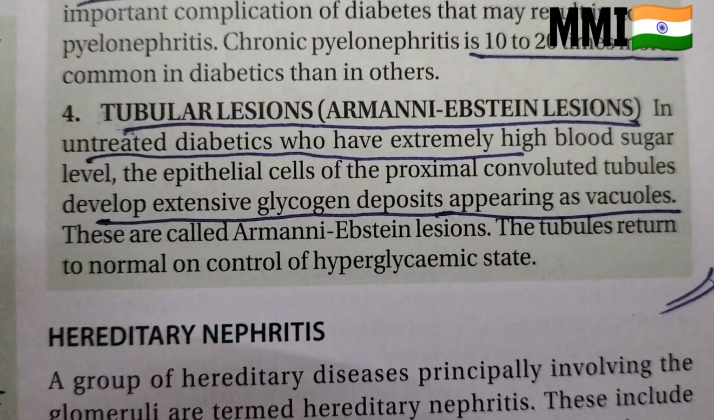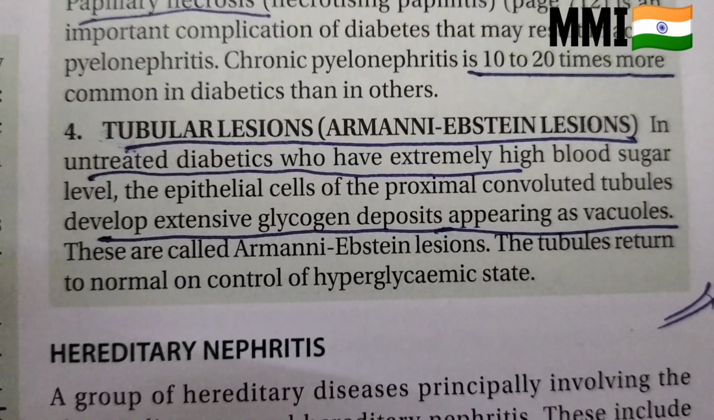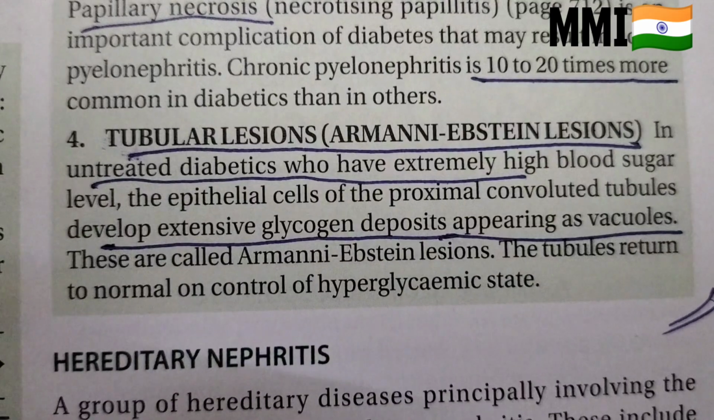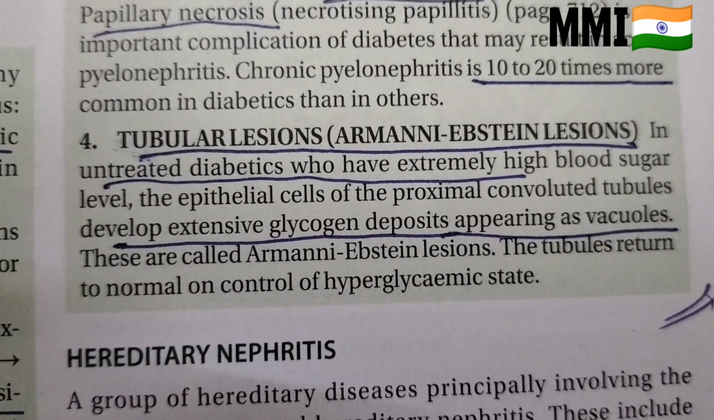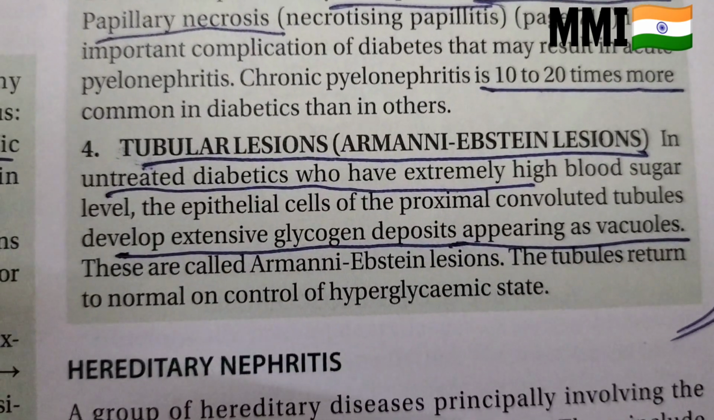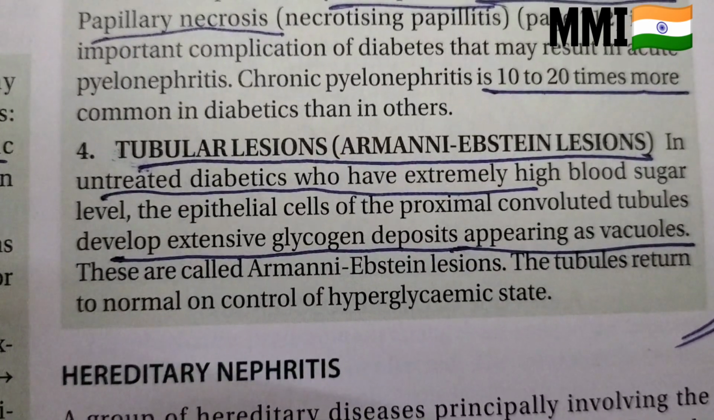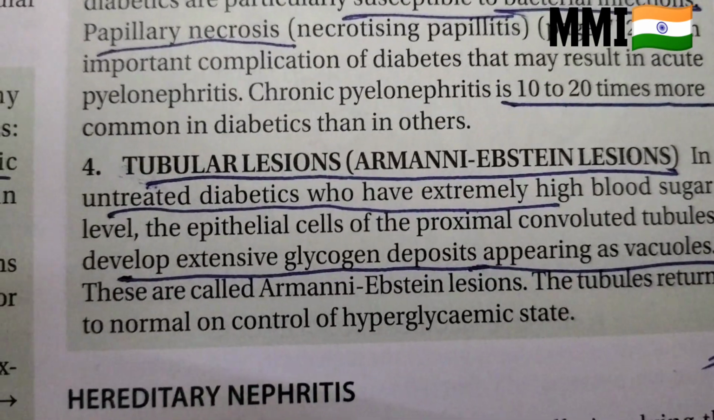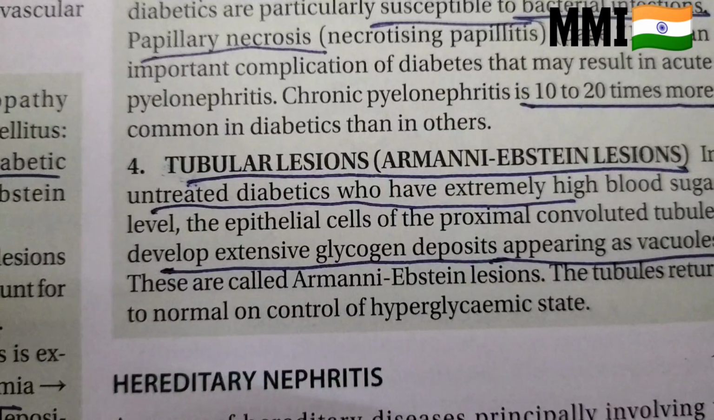Next are tubular lesions or Armanni-Ebstein lesions. In untreated diabetics who have extremely high blood glucose levels, extensive glycogen deposits develop, appearing as vacuoles. This is known as Armanni-Ebstein lesions. The tubules return to normal on control of the hyperglycemic state. So with this we will complete our diabetic nephropathy.